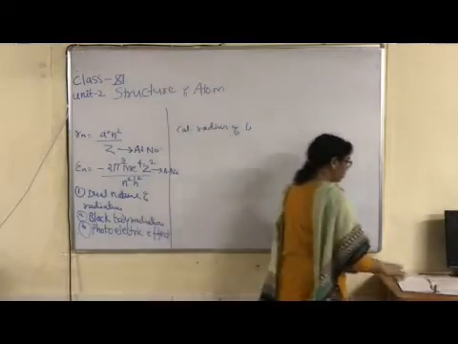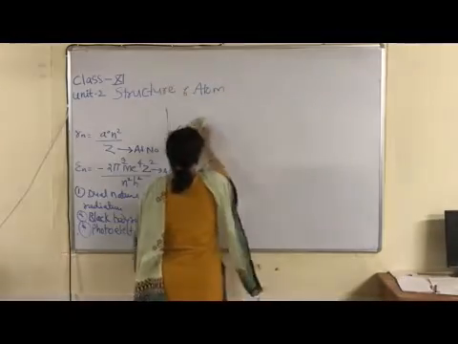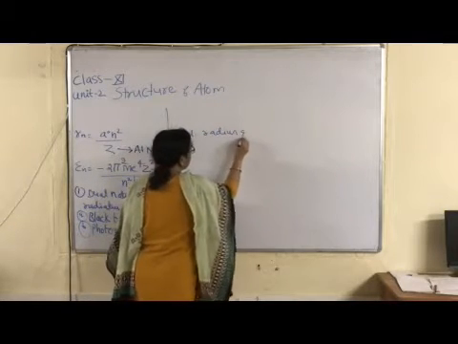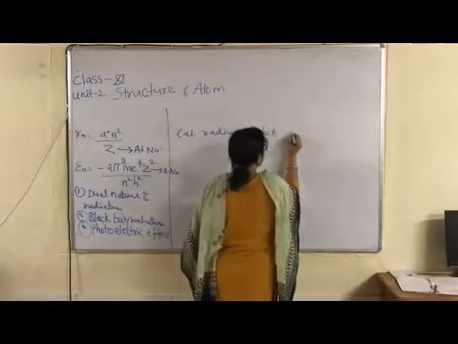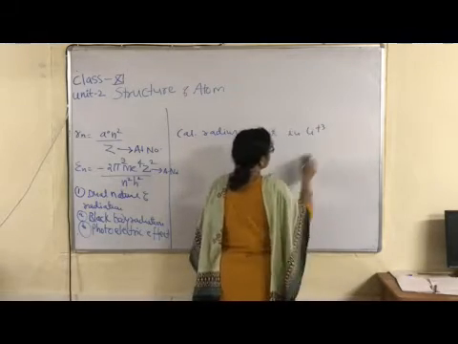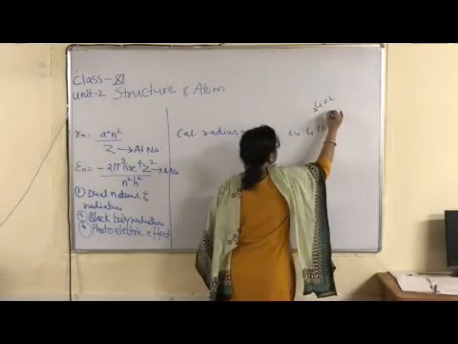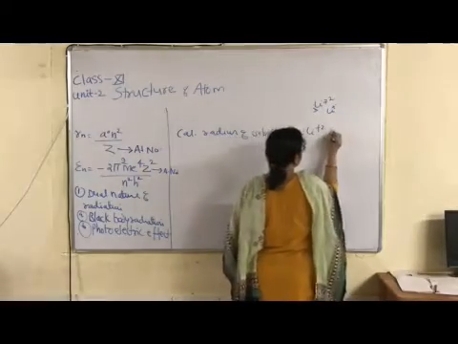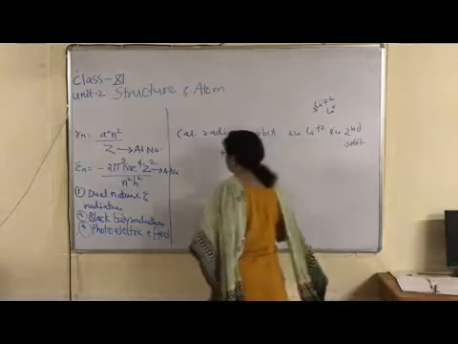For example, calculate radius of orbit of electron in lithium ion plus 2. Lithium plus 2, its atomic number is 3 and 2 electrons are removed, then only 1 is left. Okay. Lithium ion which is present in second orbit. Right, in high energy state which is present in second orbit.